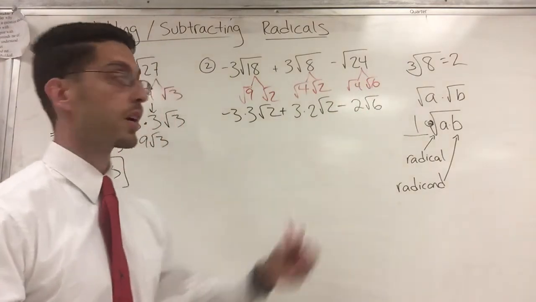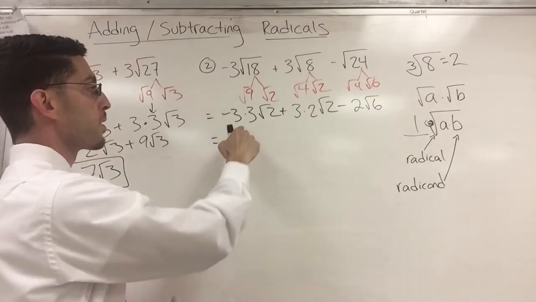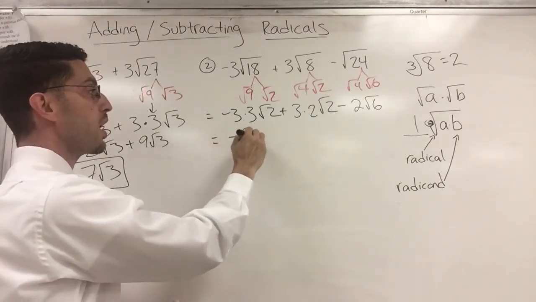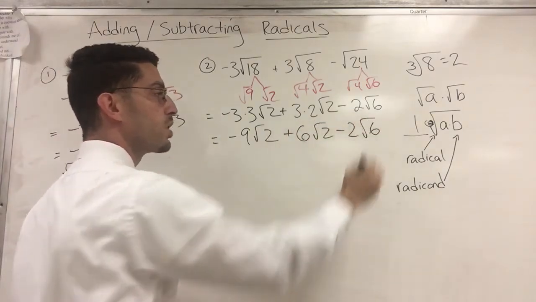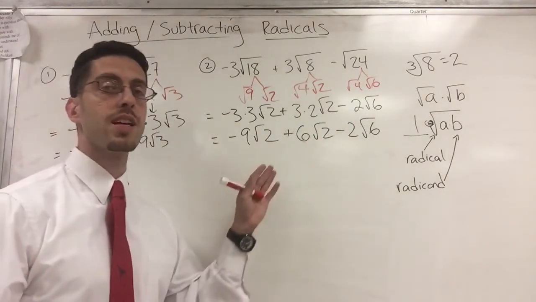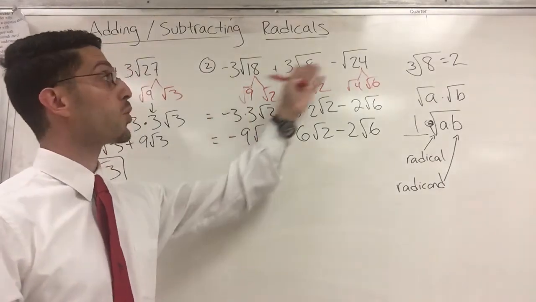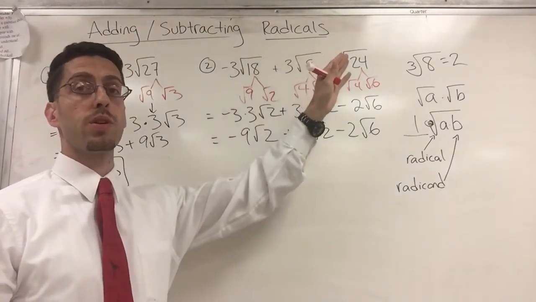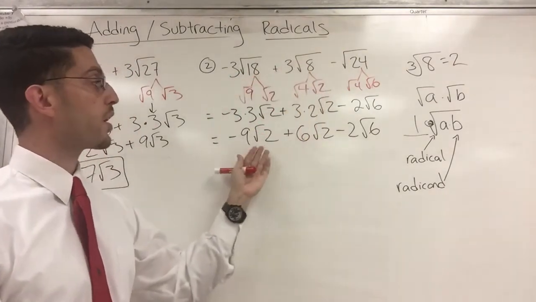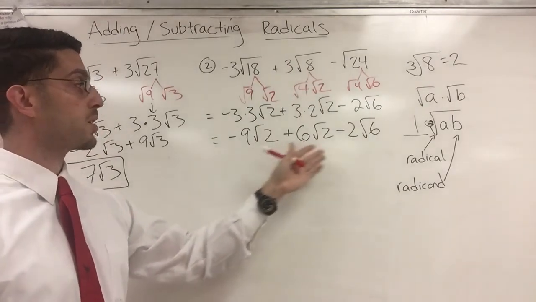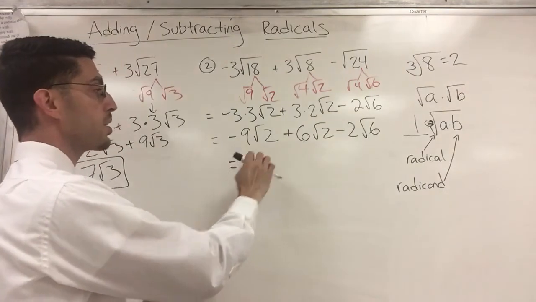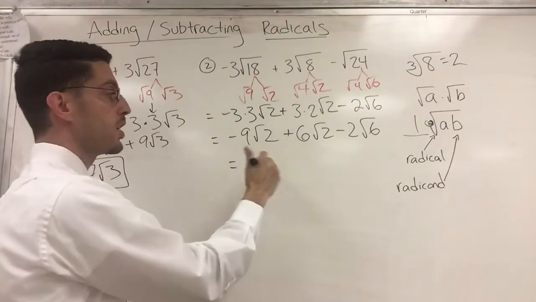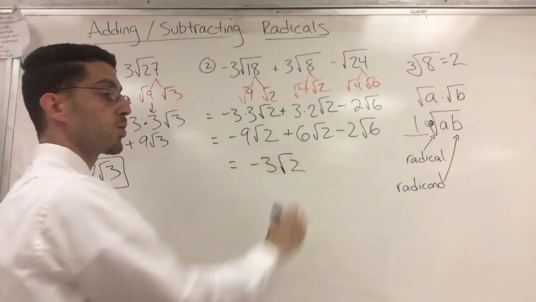Alright, so I'm simplifying. Now, simplify some more. So this is negative 9 root 2 plus 6 root 2 minus 2 root 6. It looks messy, just take it one at a time. If this is overwhelming, pretend it's 3 separate questions and do them separately. Now that I've done them separately, I'm going to see if I have common radicands or like terms and combine them. So I have negative 9 plus 6, that's negative 3, keep the radical 2 the same.